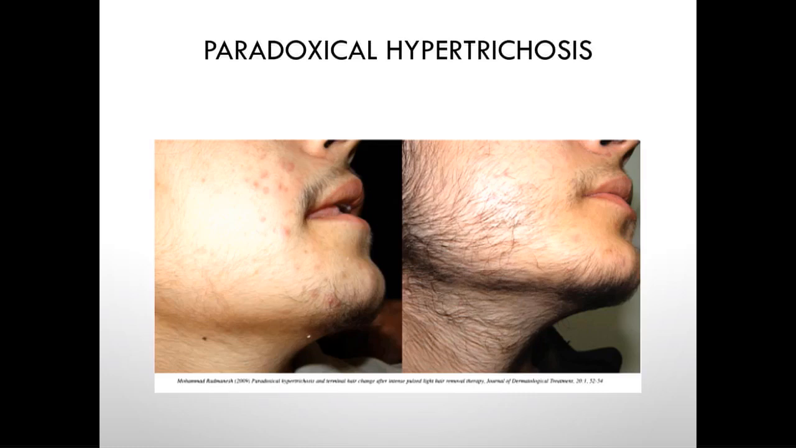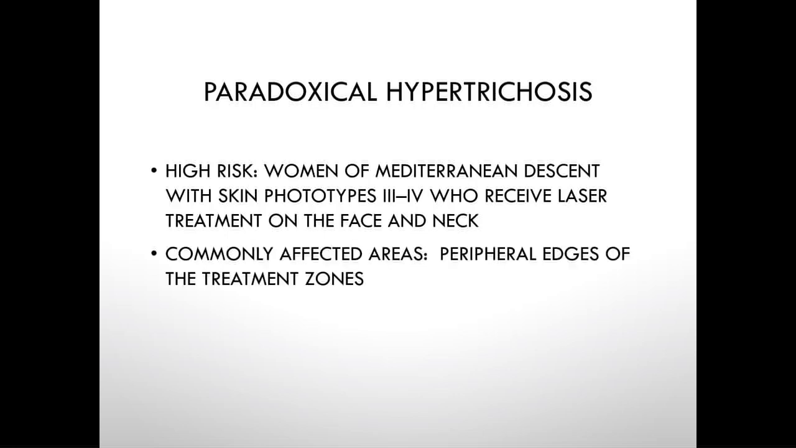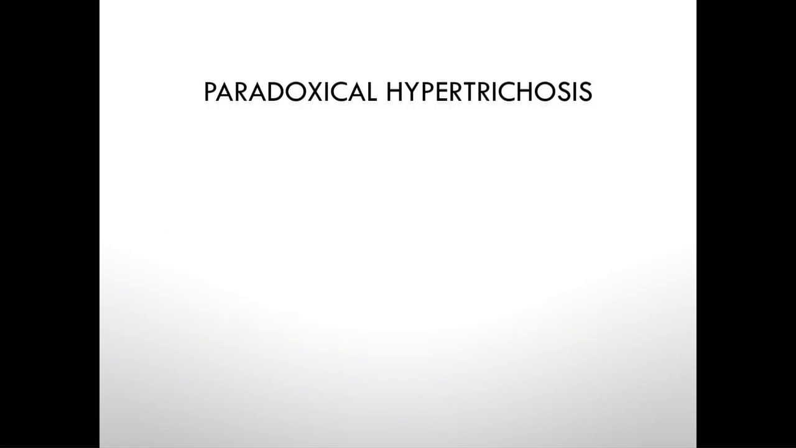Paradoxical hypertrichosis, you can see in this patient, you get this growth of more hair at the edge of the treatment. And the high-risk patients are women of Mediterranean descent with skin phototypes 3 to 4 who receive laser treatment on the face and the neck. Commonly affected areas include the peripheral edges of the treatment zones, and this is due to induced hair growth, which is typically observed with the use of low or subthreshold fluences.